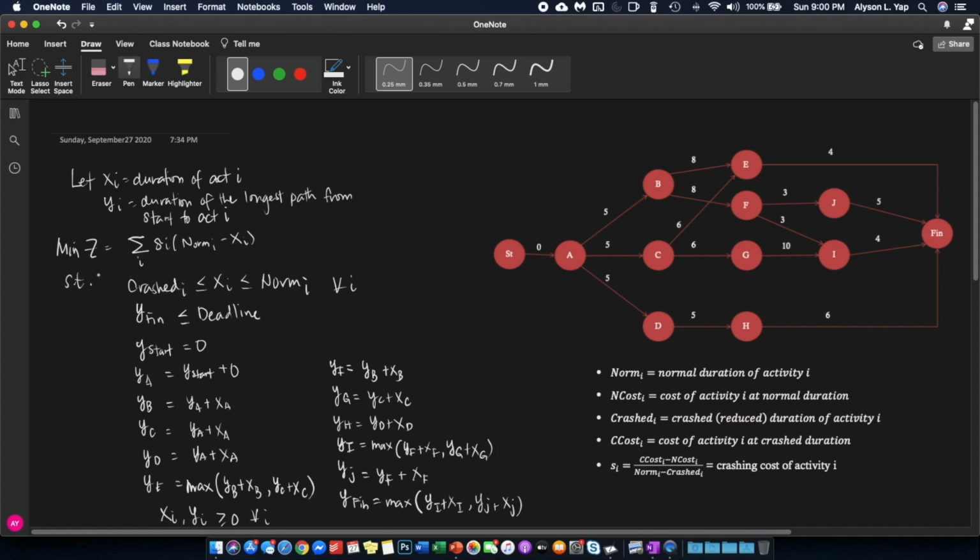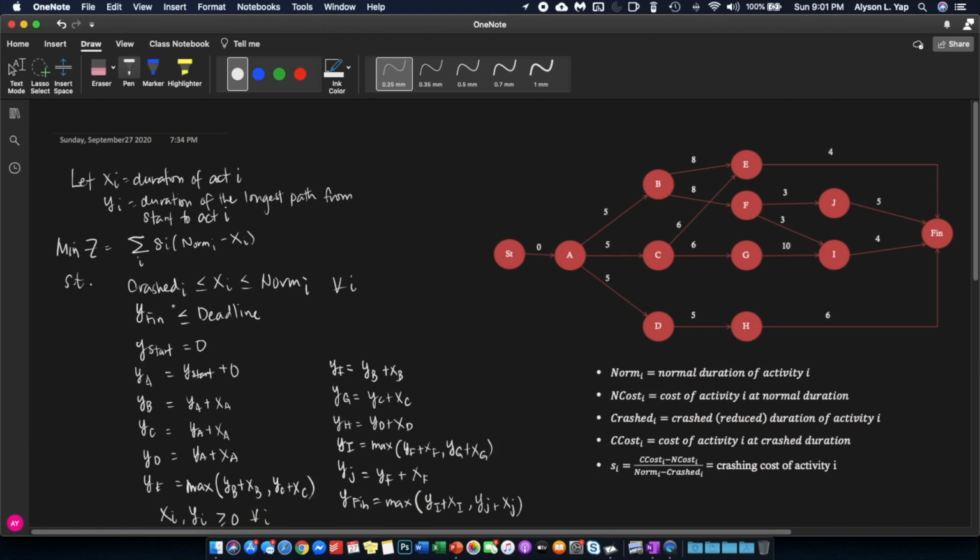Now, on to our constraints. Because x sub I is the duration of your activity I, it has to be between the two given values. It has to be greater than or equal to the lowest possible value, which is your crash sub I, but it also has to be less than or equal to its highest value, which is the norm sub I. Okay, so you have this constraint. Secondly, because we were given a deadline, then y sub finish has to be less than or equal to the deadline.